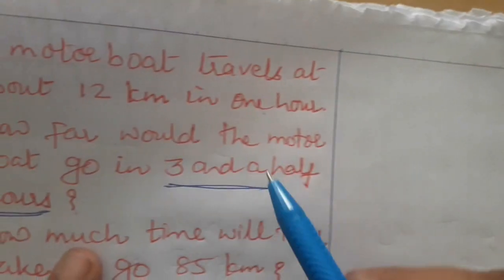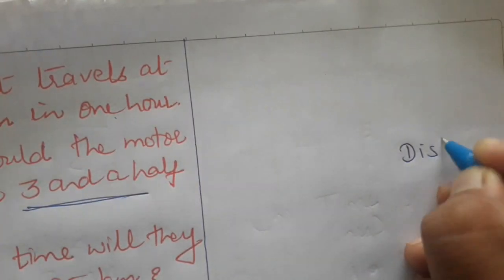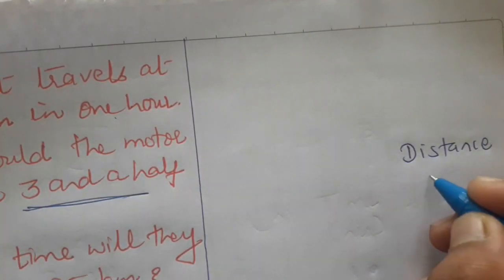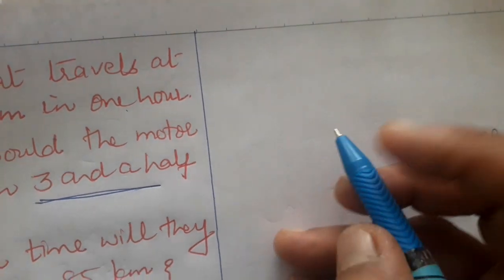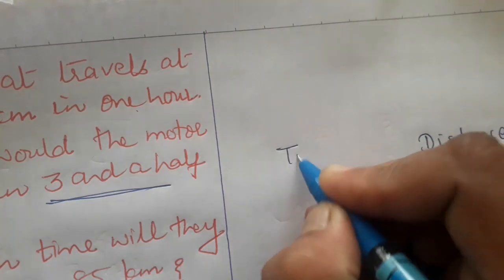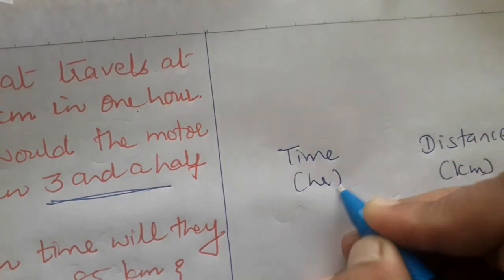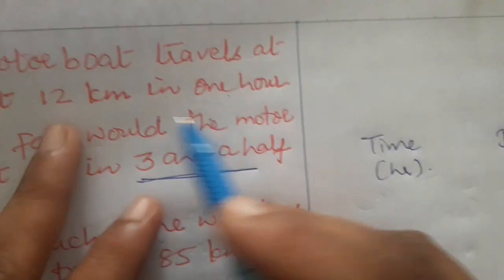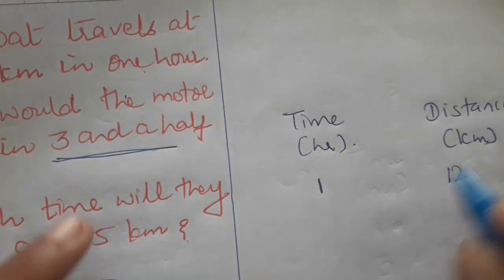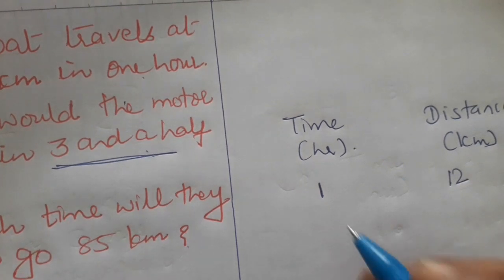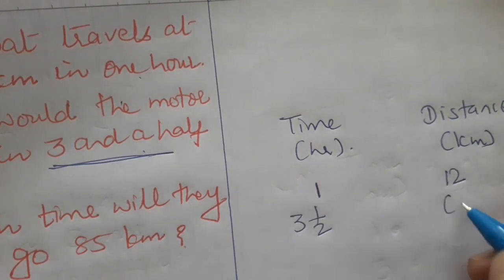Okay, if you want to do the method which I had showed, then also find, see how you will do it. You want to find how far it will go, that is you want to find the distance. So right here distance on right hand side, that is distance will be in kilometer, and the other thing given is time, that is given in hours. Now 1 hour 12 kilometers, and you want 3.5 hours. So 3.5 hours how much?